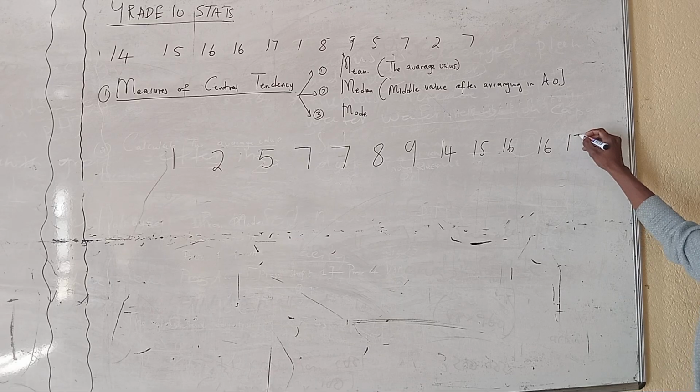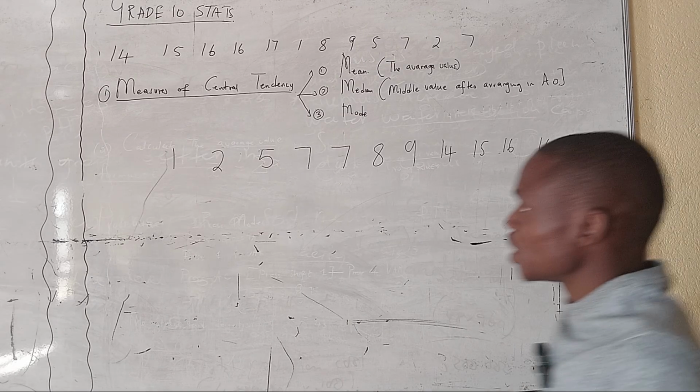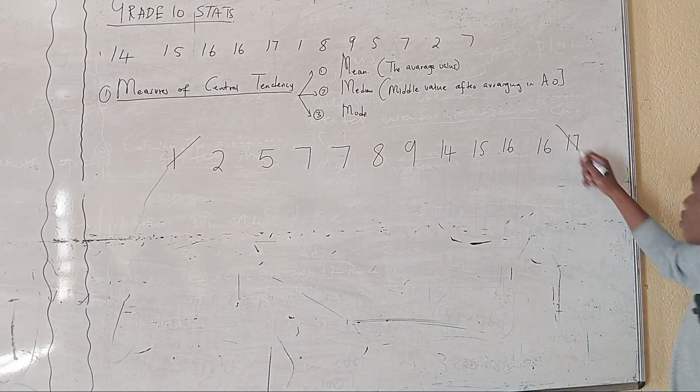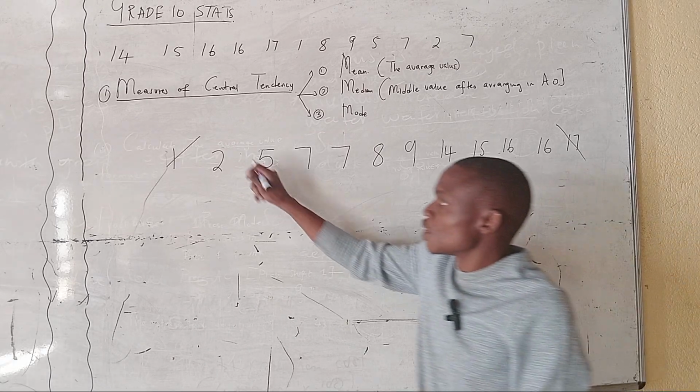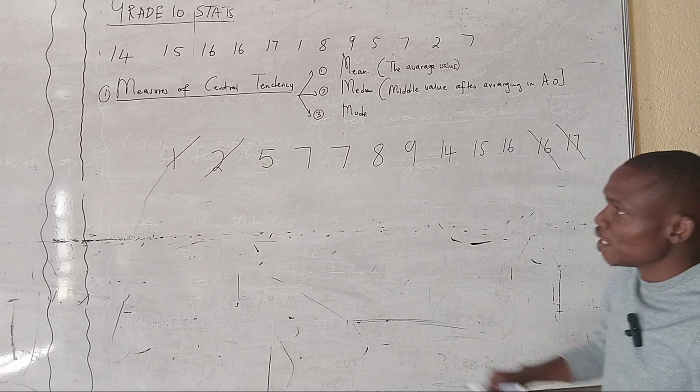17. Yes. Now the median is going to be what? The middle value. So you have to find the number which is at the middle. That is going to be what? Your median. Again, let me do this. Tick, tick, tick, tick. I want to identify which number is in the median.